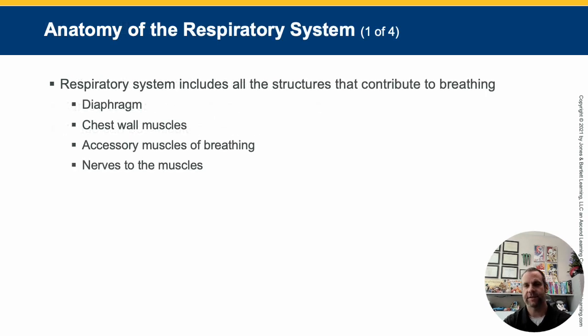Now, before we can actually understand the diseases and the emergencies that impact the respiratory system, we need to review its structures, okay? So the respiratory system, again, includes more than just the lungs. It encompasses all the anatomical structures that contribute to breathing. That's the diaphragm, the muscles of the chest wall, and the accessory muscles of breathing, like the sternocleidomastoid muscle and the scalene muscles. So these muscles are under both voluntary and involuntary control, but they're coordinated by nerves from the brain and the spinal cord.